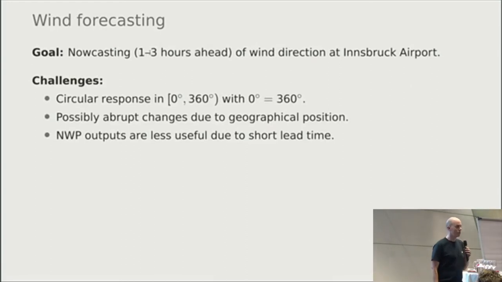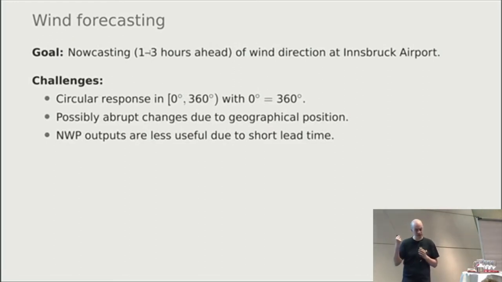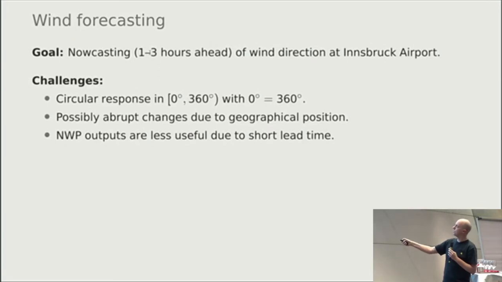Okay. Then let's look at wind forecasting. So we essentially do a very similar thing, but there are two important differences. One thing is we're now doing nowcasting just 1 or 3 hours ahead at Innsbruck Airport, because in this funded project, the Austro Control Group is the cooperation partner, and so they're interested in getting wind speed and wind direction forecasts for optimally managing the incoming flights, also the outgoing ones, but for the incoming ones the wind is even more important. And so we have a very short time scale, and wind direction is a circular response, so we need to switch to other distributional models for that.